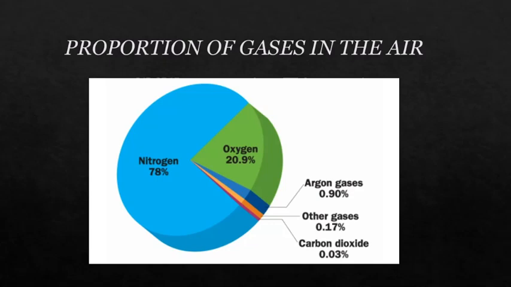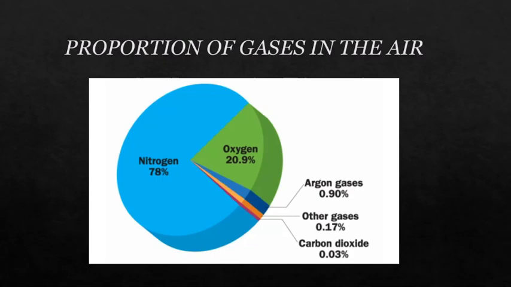So, from the figure, we can understand the proportion of gases in the air. If you will look, nitrogen is 78%, which is the largest. Then comes oxygen, which is around 21%. Next is carbon dioxide, which is 0.03%. And then we have the other gases, which is 0.17%.